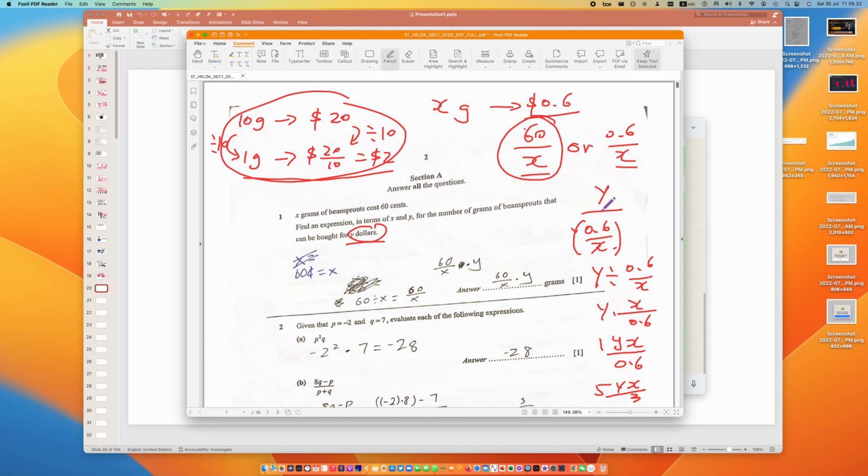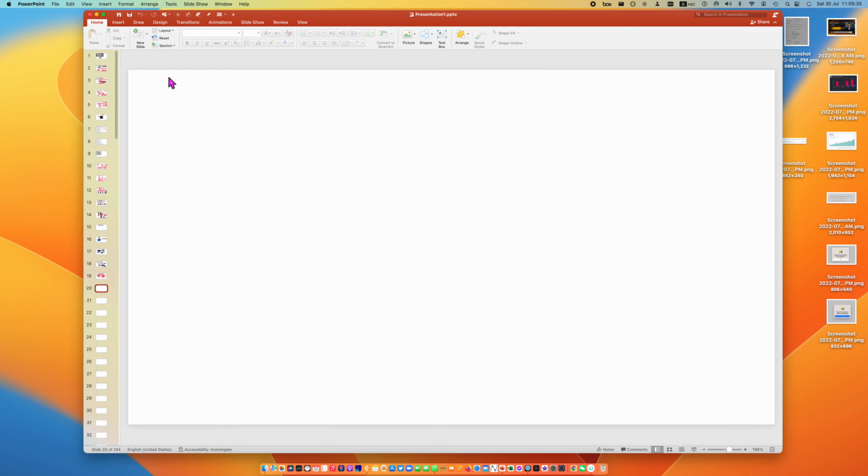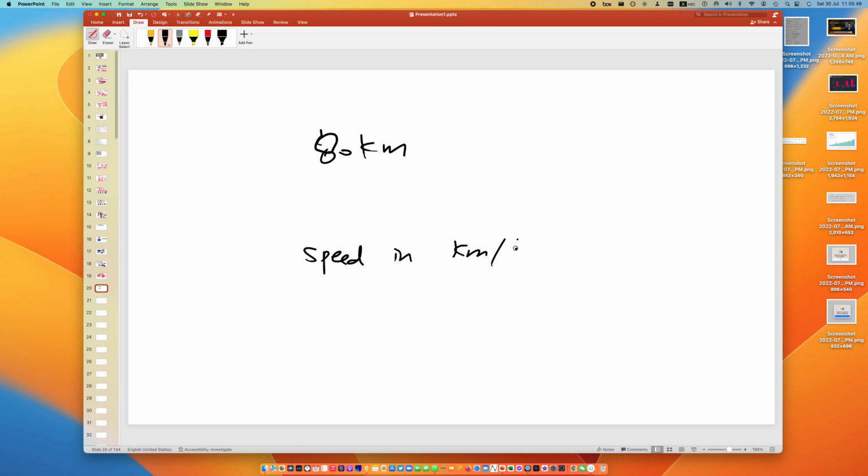I still remember one question. I don't know whether it's this paper or that paper. They give you 80 kilometer and ask you for speed in kilometer per hour, and they give you 80 kilometer in 20 minutes, and then you just blindly go and take 80 divided by 20 is 4, so it's 4 kilometer per hour. Is this correct? No. Why not?